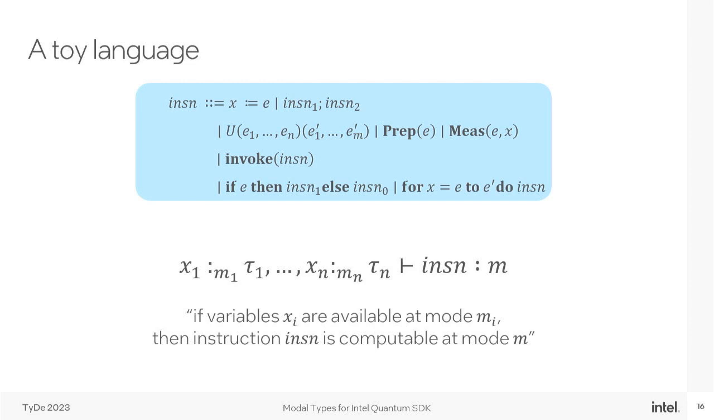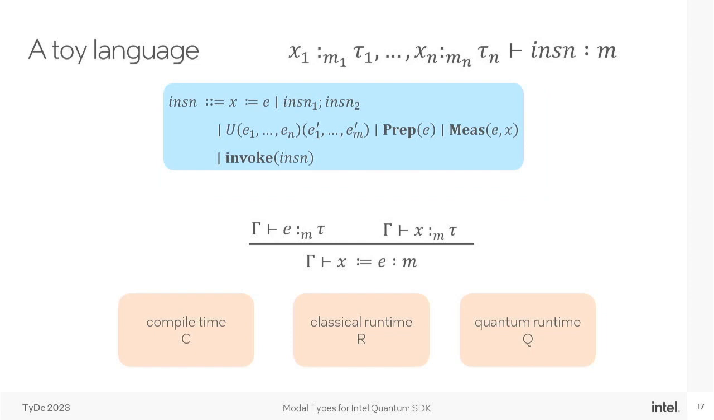So to see how this works, let's take a look at a few typing rules. So assignment is fairly straightforward. If both E and X are available at mode M, then E can be assigned to X. One thing to note is that this is not a binding form. This is assuming X is free in the program.